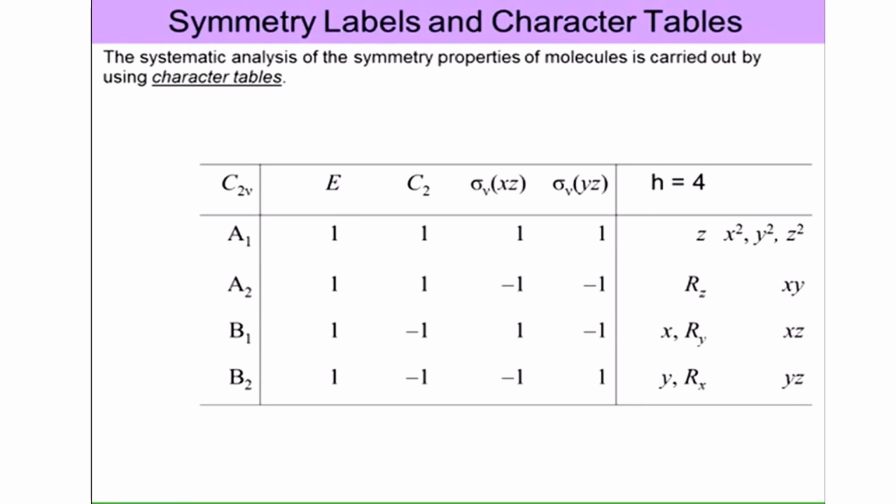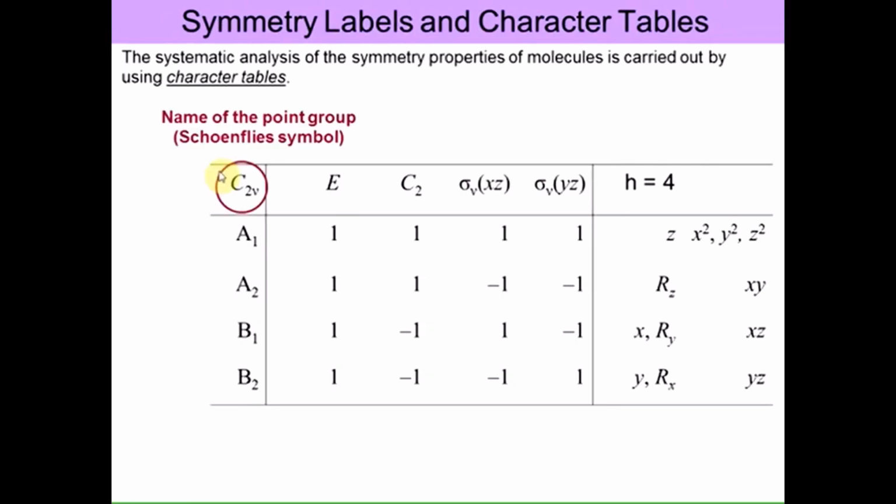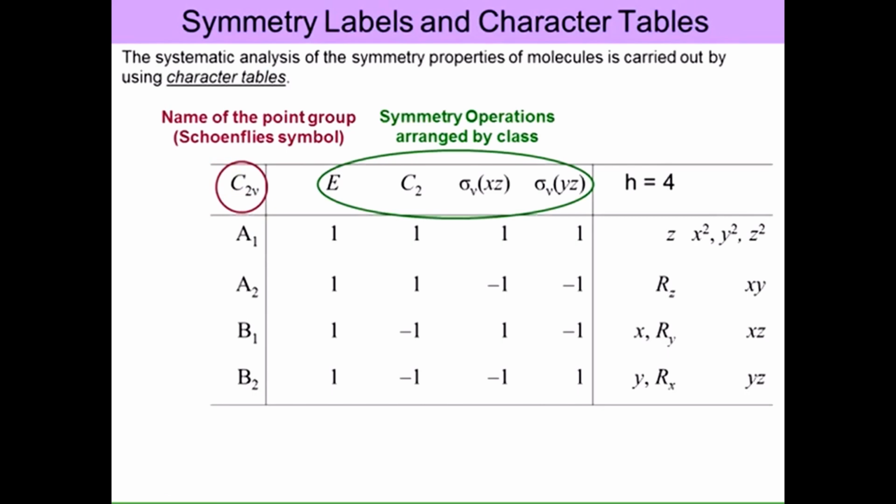If you see the red circle on the left corner, this is called the point group. Next, this is called the symmetry operation. Here there are four symmetry operations: E, C2, sigma xz and sigma yz. And the h corresponds to the order of the group.